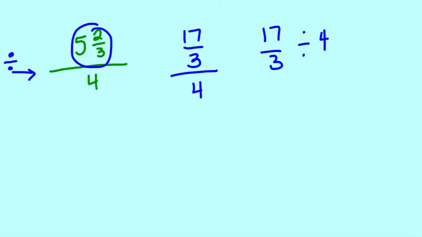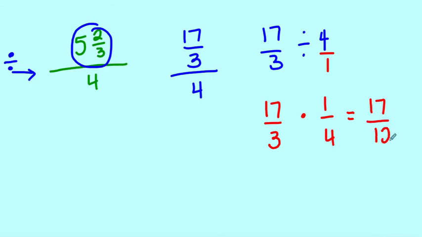So we change, we flip. So we keep 17/3, we change to multiplication, and we flip. 4 is really written over 1, so we flip it to 1/4. All right, then we would simplify if we could. We can't in this case, so we multiply. So 17 times 1 gives me 17. 3 times 4 gives me 12. So 17 over 12, or 1 5/12. All right, hopefully this is all coming back to you.